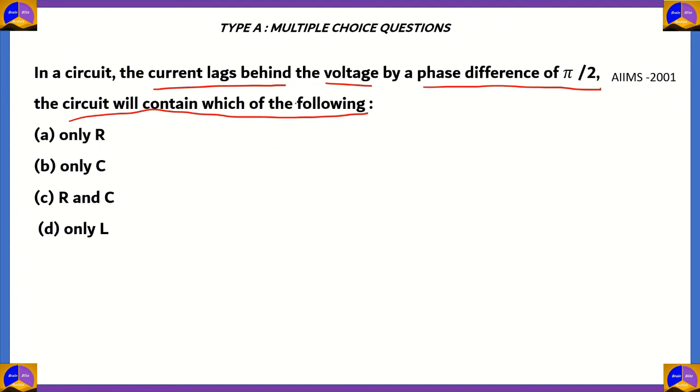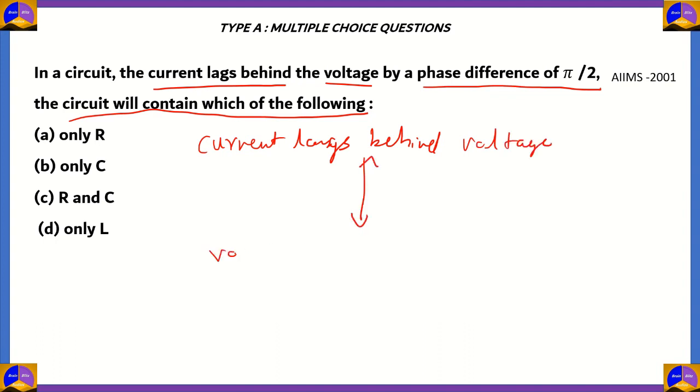So, in the question, it's given that current lags behind the voltage. Therefore, we can say that voltage leads the current. Both statements are the same with respect to the phase difference. We need to find out which circuit has this property.